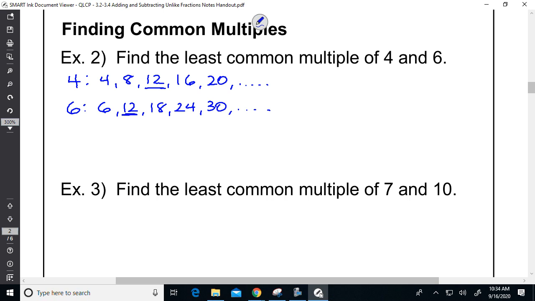Now, as soon as you get the first number that matched, stop. So as soon as you got to 12, you didn't have to write 18, 24, or 30 because you got the first number that matched. That's all you need. So the least common multiple is 12.